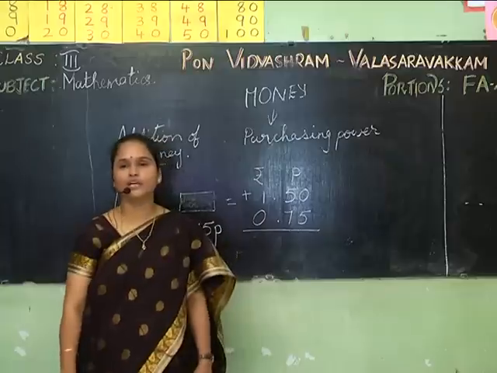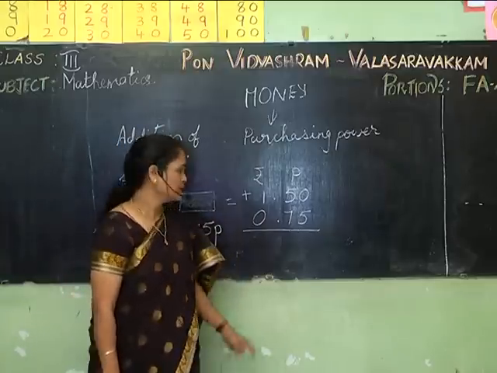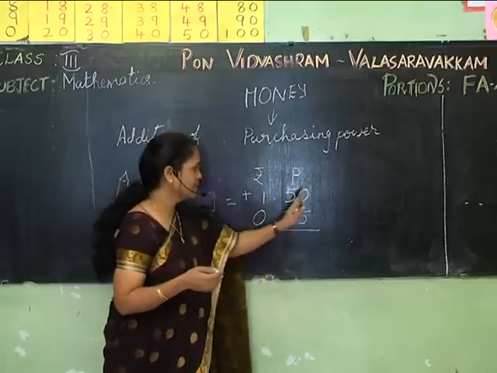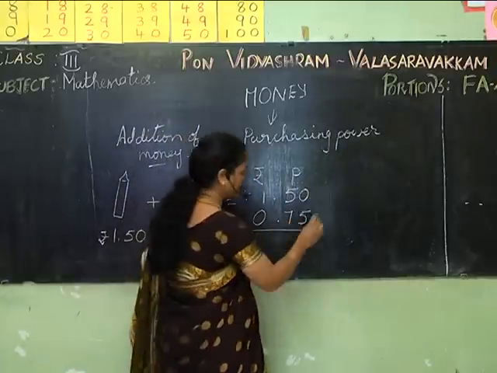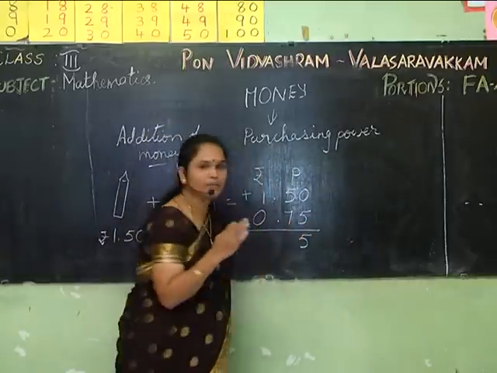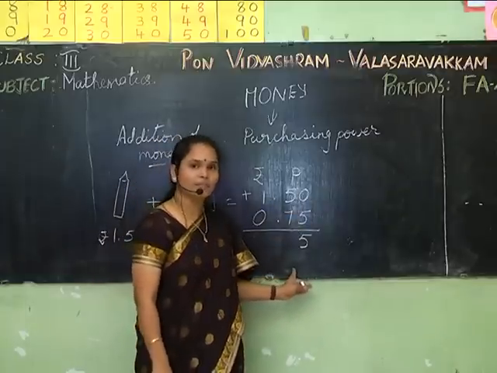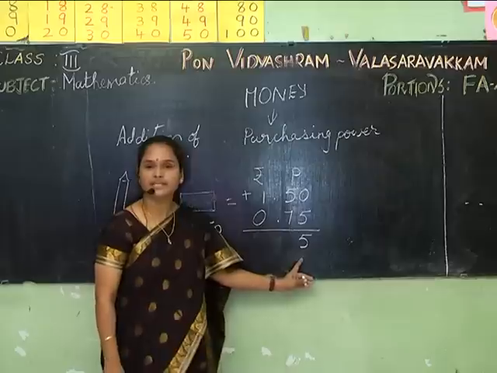First, children, I think you all are familiar with addition since we have done it in FA2. Now, you can add this. First, add from the paise column. Now, what is 5 plus 0? It is 5. Any number added to 0 gives the same number.